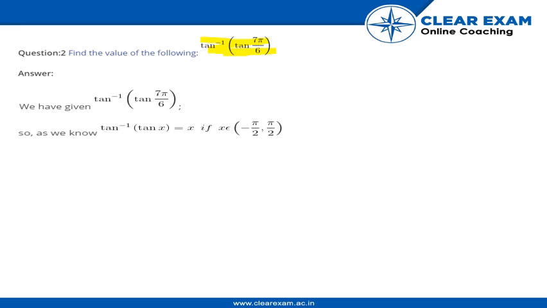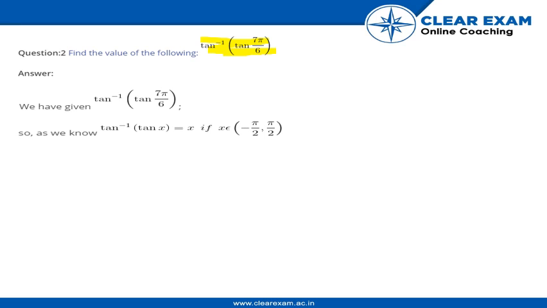Hello all, we are back with another question from inverse trigonometric functions. We are given the expression tan inverse of tan 7 pi upon 6, and we have to find the principal value of the given expression.